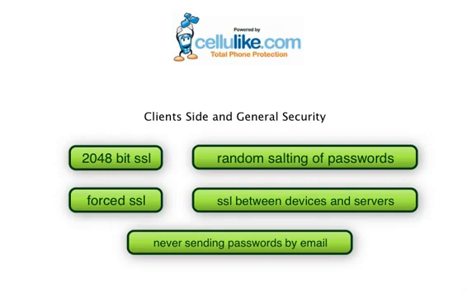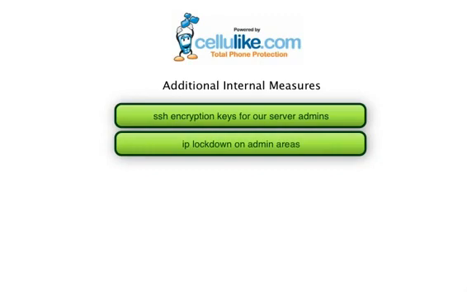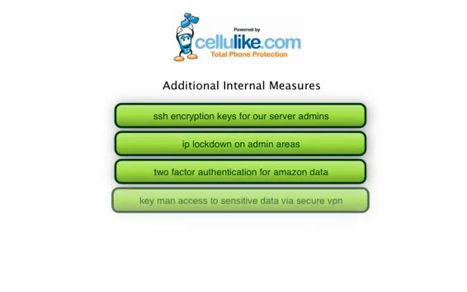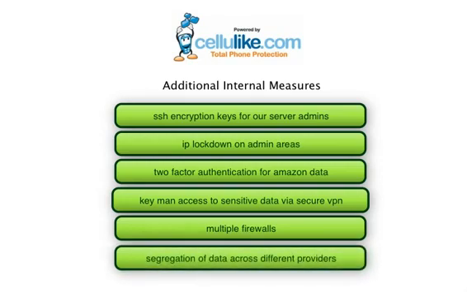On top of this, we apply additional measures such as SSH encryption keys for our server admins, IP lockdown on admin areas, two-factor authentication for Amazon data, key man access to sensitive data via secure VPN, multiple firewalls, and segregation of data across different providers. These measures are just some of the precautions we take. This leads me onto the next topic of PCI scanning.